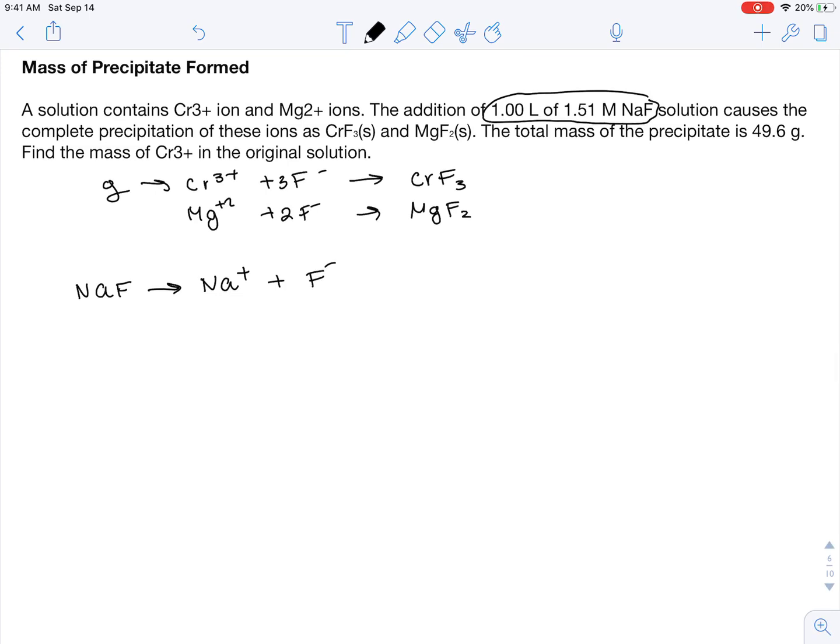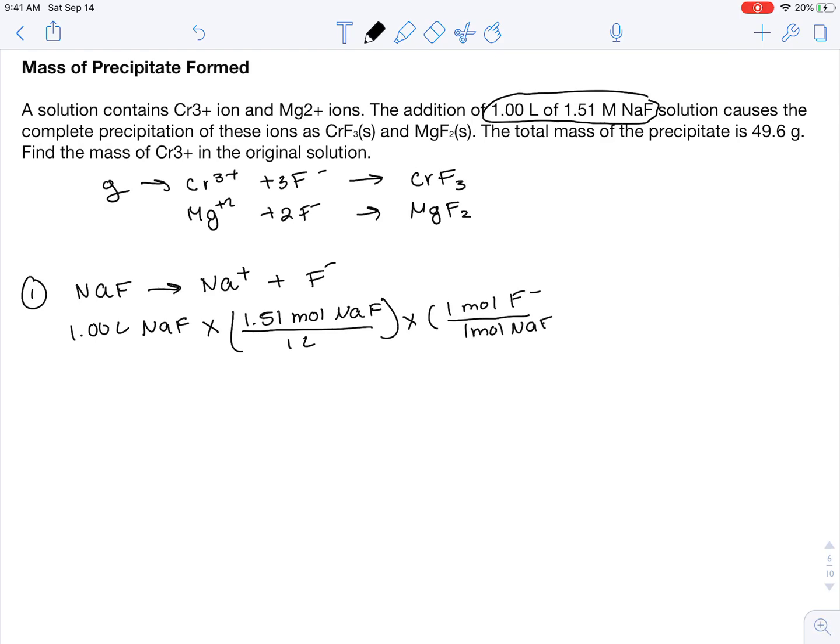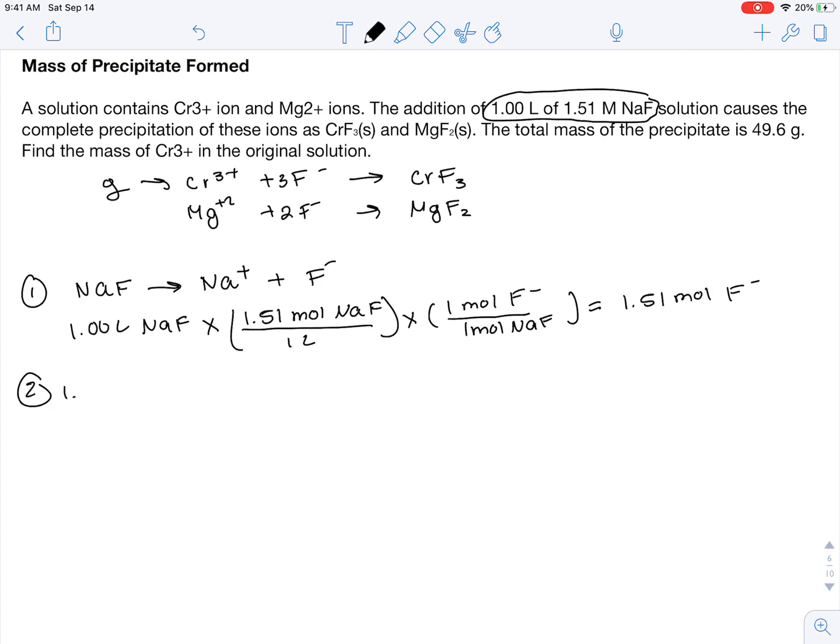So 1 liter of sodium fluoride times the molarity to get moles, times 1 mole of fluoride, because that's what we care about here, will leave us with 1.51 moles of fluoride ion. Okay, so now we have the amount of fluoride ion that's needed to precipitate. So we know 1.51 moles of fluoride ion is needed to precipitate chromium 3 fluoride and magnesium fluoride.